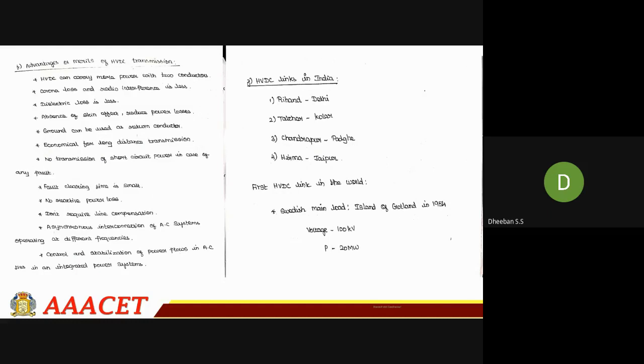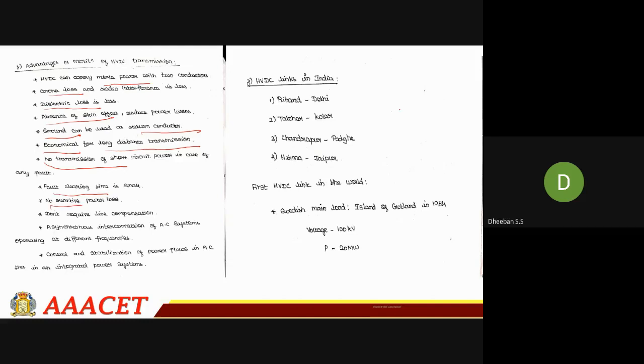Coming to the advantages of HVDC: HVDC can carry more power. We already know corona loss can be minimized, dielectric loss can be minimized, and there is absence of skin effect as corona loss is minimized. Ground can be used as a return conductor. It is economical for long distance even compared to AC. There is no transmission of short circuit power. Fault clearing time is small. And there is no reactive power loss.